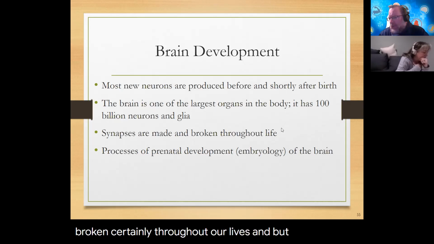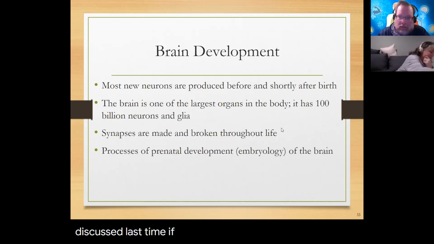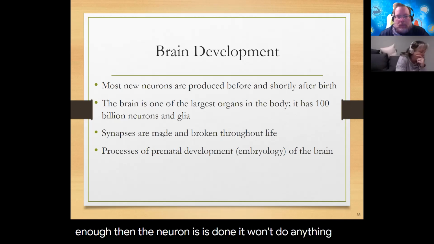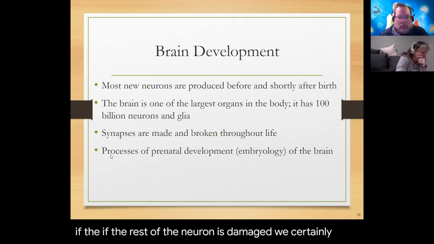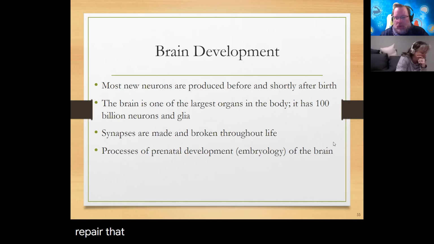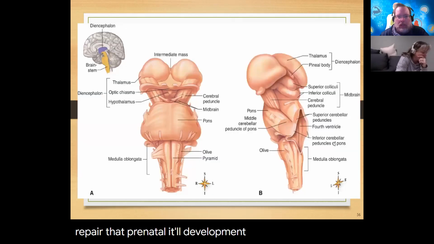But again, as we discussed last time, if the cell body of a neuron is damaged enough, then the neuron is done. It won't do anything. But if the rest of the neuron is damaged, we certainly can repair that. Prenatal development, again, very early on in the embryonic stage.